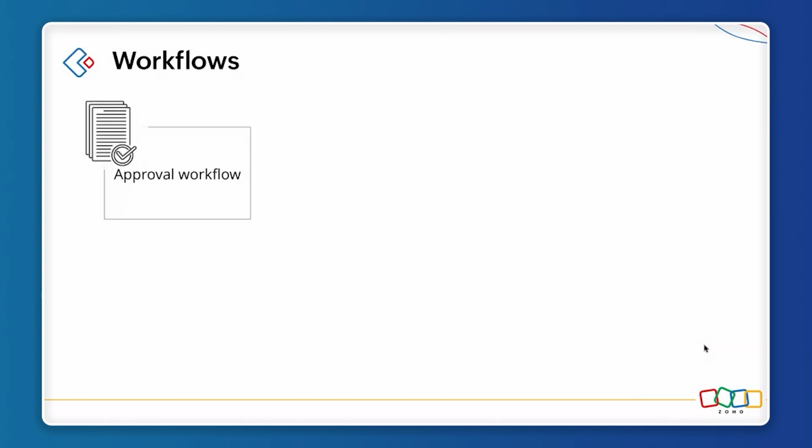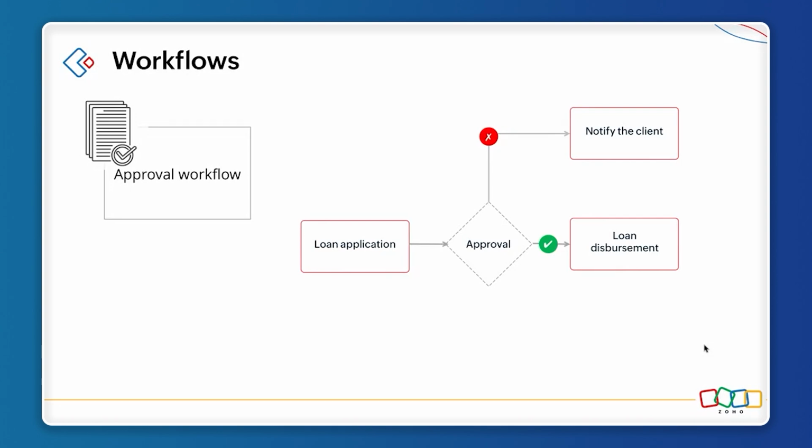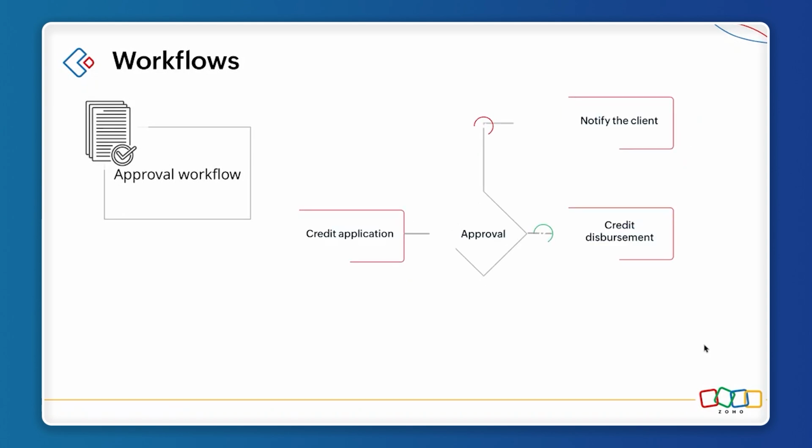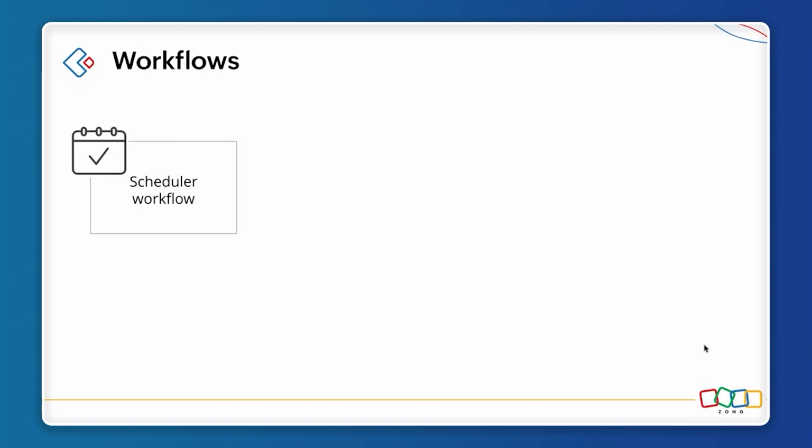Apart from this report workflow, we have used the approval workflow as well. As I said before, both the loan application and the credit application go through a certain approval process before the loan or the credit is disbursed. This approval is done with the help of this approval workflow, where I can write multiple levels of approvals depending on my scenario. And last, we have used the scheduler workflow.